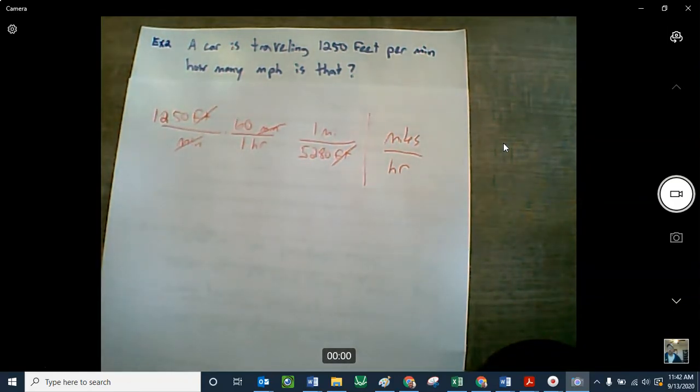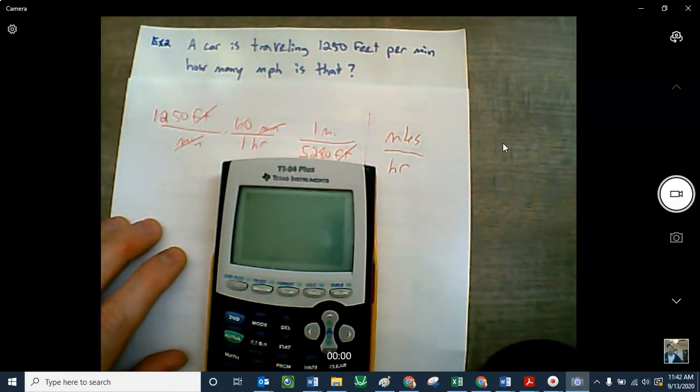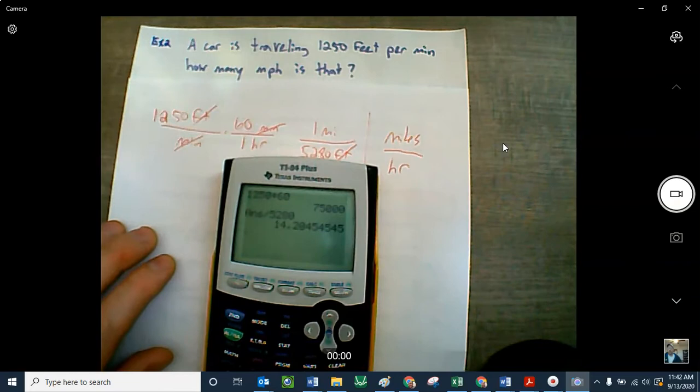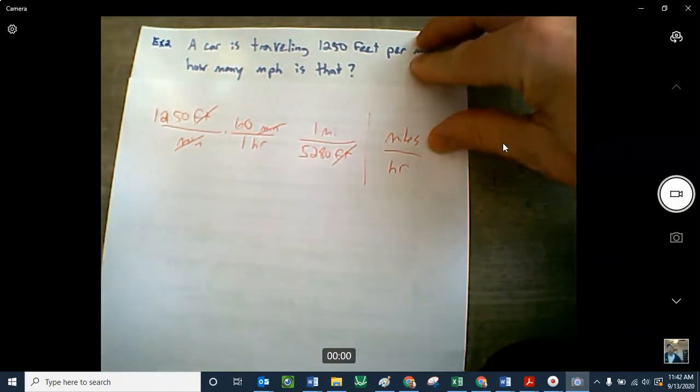Okay, so then I'll just get my calculator. I'll multiply everything on top and divide by everything on bottom. 1250 times 60 divided by 5,280, and it's just at about 14.2 miles per hour. The car's not going very fast.